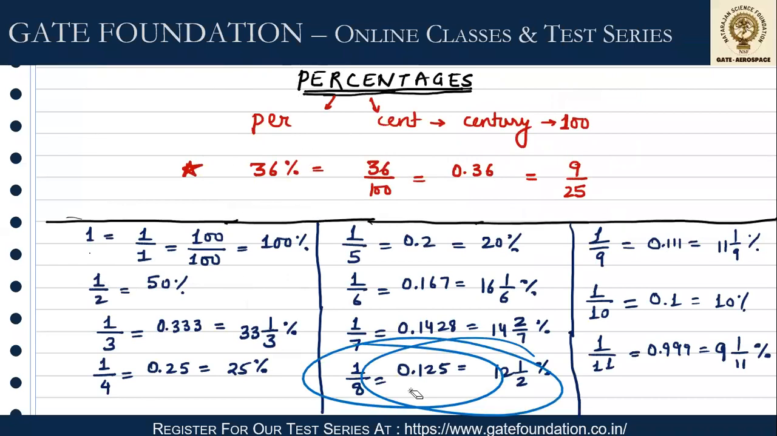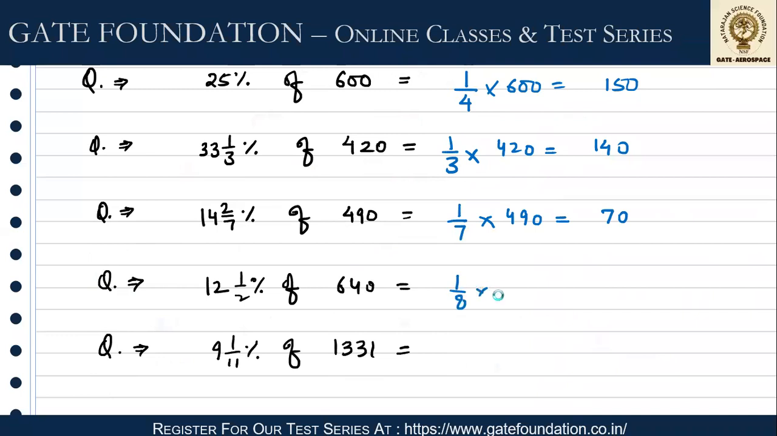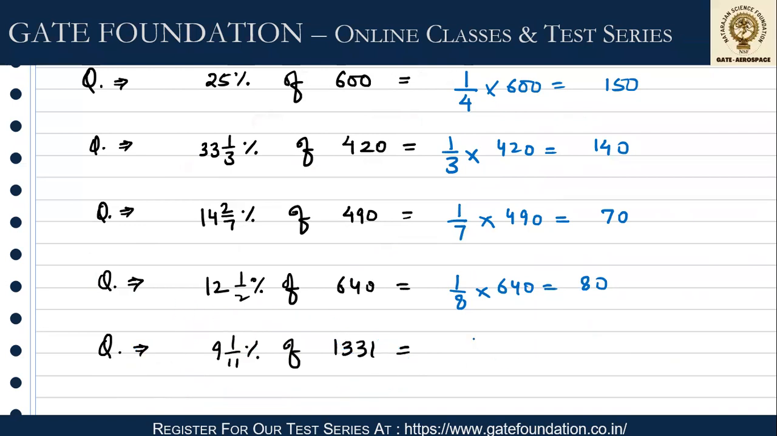12 1 by 2%, again 1 by 8. 1 by 8 into 640 is 80. And 9 1 by 11%. 9 1 by 11% is 1 by 11 basically. We have to find out 1331 by 11. So it will be 121. Fine. So simply you can find out the percentages easily just using fractions and percentages.